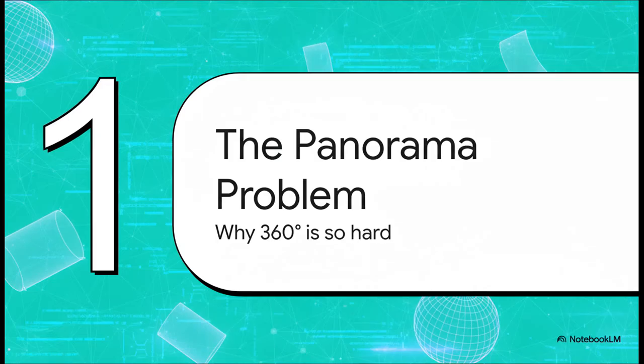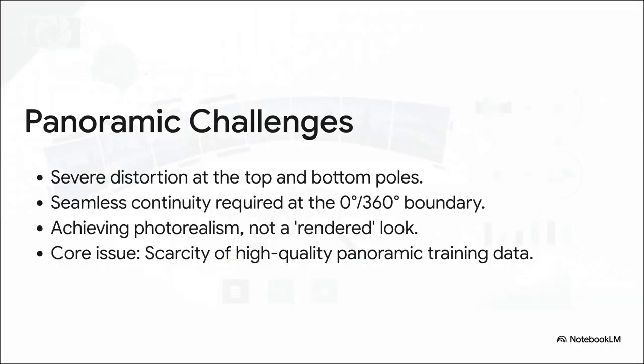Okay, so let's start at the beginning. Why is this so hard? Why is it so incredibly difficult for a computer to just dream up a convincing 360-degree world? It really boils down to 4 huge headaches. First, as we mentioned, the geometry is a total nightmare for most AI models.